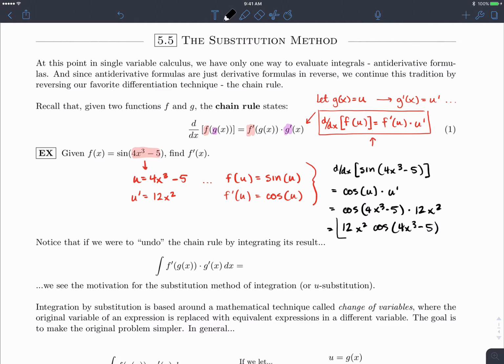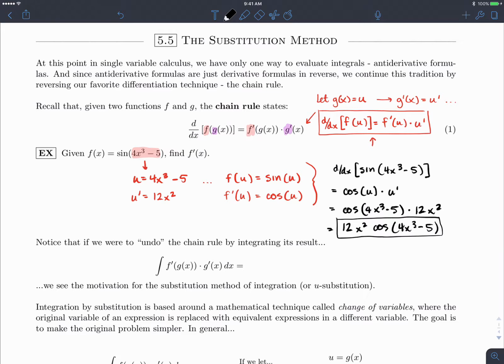Now, for those of you who have been doing the chain rule for a while, this might seem like we did a lot of unnecessary steps here. You'll probably be able to do this with some practice, going straight to it. I think it's important to see what goes on under the hood here, because it's going to make a nice transition into this new method for integration, which is the substitution method.